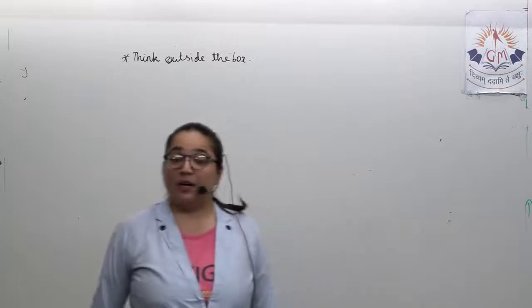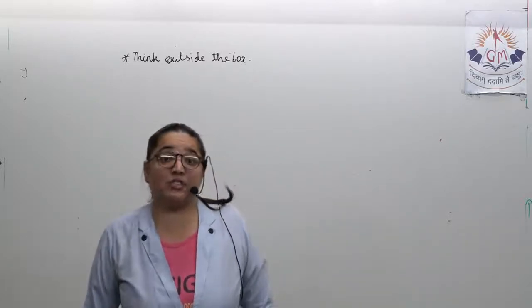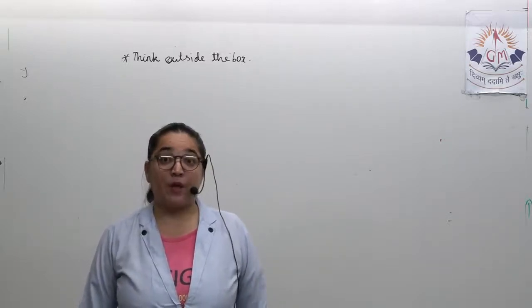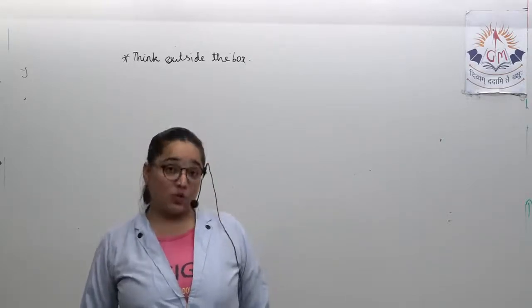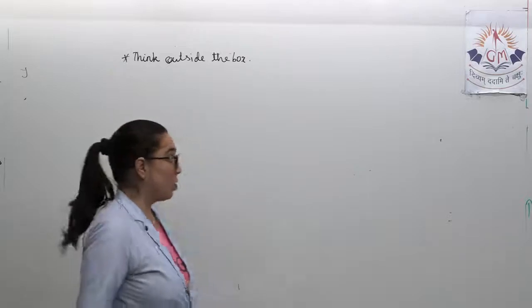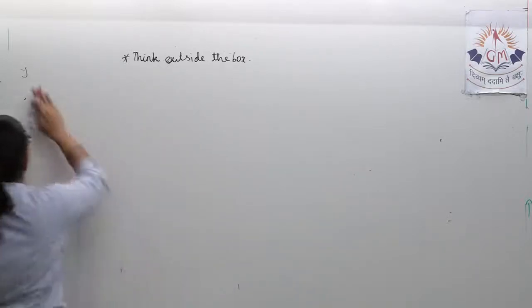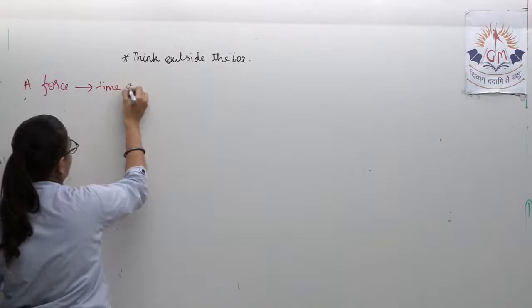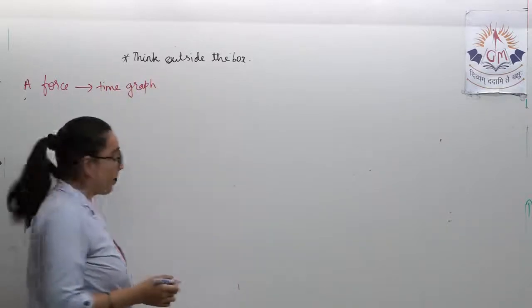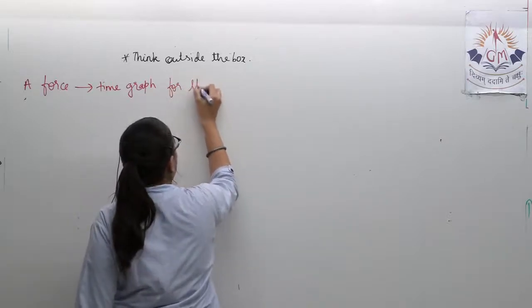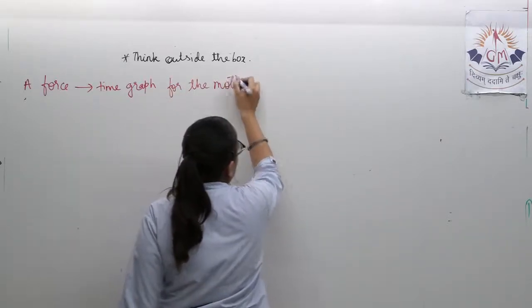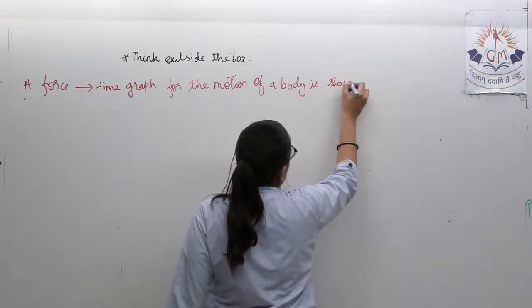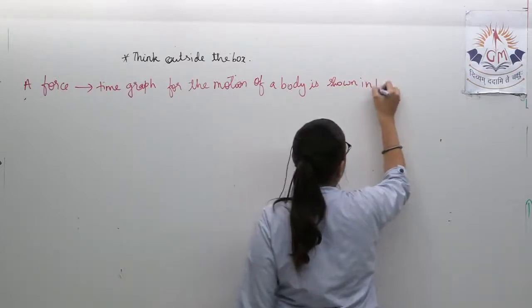We have seen the distance versus time graph, displacement versus time graph, velocity versus time graph. Today, we are going to see the force versus time graph. You might have never seen that type of graph, and so only we are going to discuss the same. The force versus time graph for the motion of a body is shown in the figure. I'll just draw it for you.